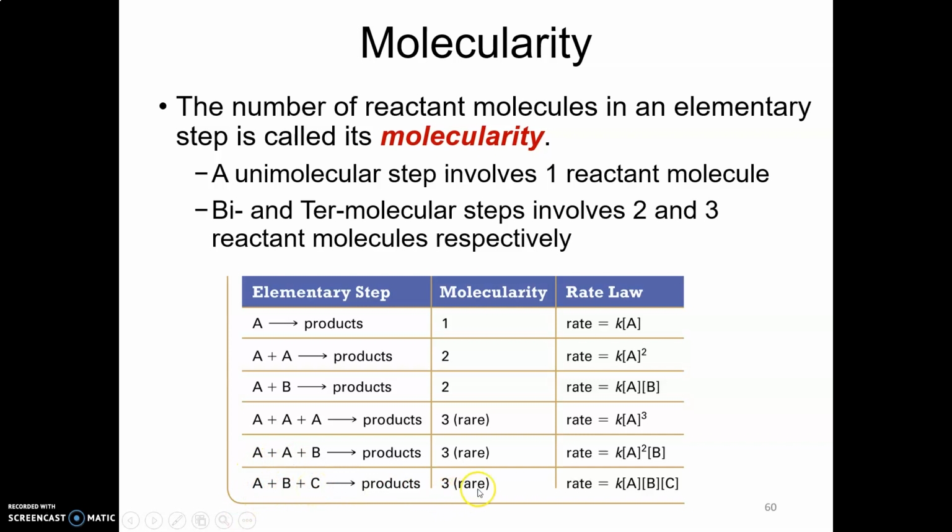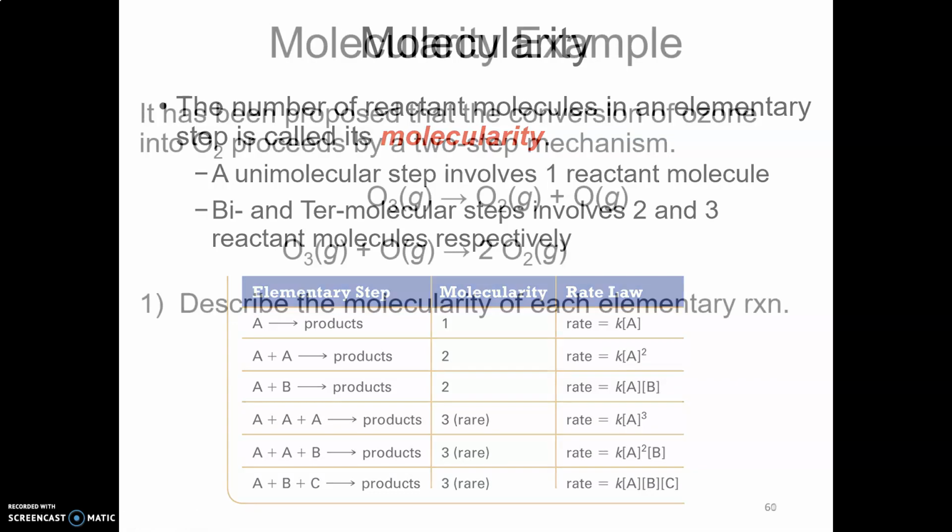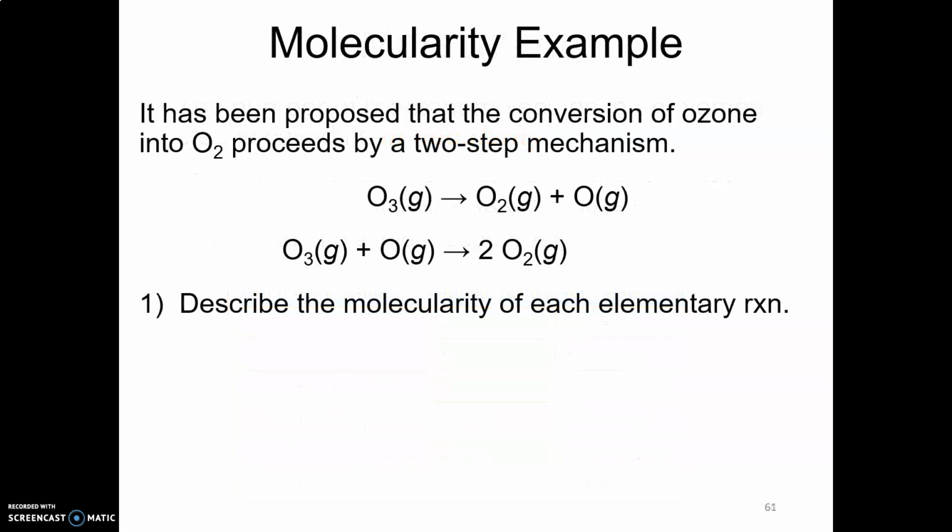In all 3 cases, that is a termolecular process, termolecular, and these are rare, okay? Rare processes to occur in a single elementary step. We know this can happen, but it's rare to happen in a single step. It's more likely going to be a mechanism. Let's do some practice before we move on and we talk about how to predict rate laws for mechanisms.